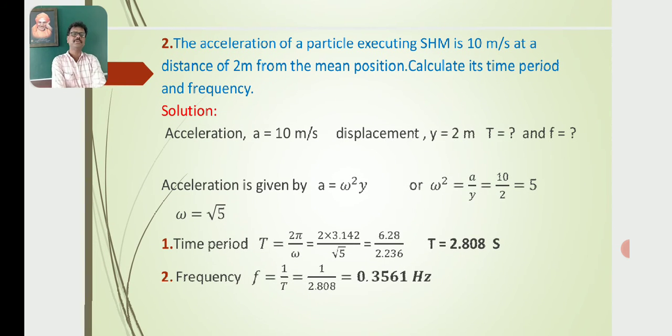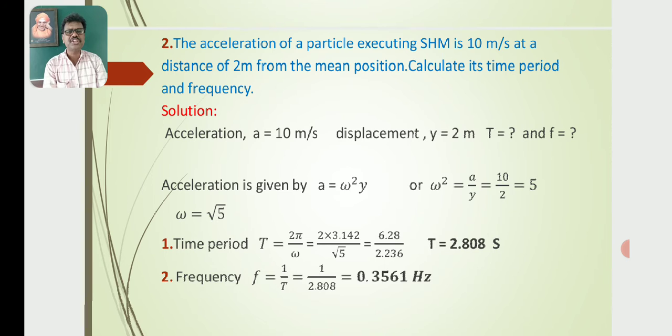Now let us discuss the second problem. The acceleration of a particle executing simple harmonic motion is 10 meter per second squared at a distance of 2 meter from the mean position. Calculate its time period and frequency. So the acceleration given is a is equal to 10 at a displacement y is equal to 2 meter. What is the time period and what is the frequency?